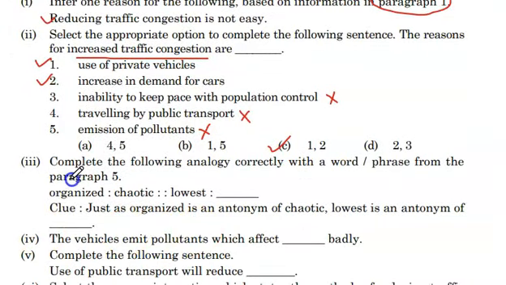Question number 3. Complete the following analogy. The word analogy means comparison. Complete it correctly with a word or phrase from paragraph number 5. Organized, chaotic, then lowest. Let me explain it. Here a clue is also given. Just as organized is an antonym of chaotic, organized and chaotic are opposite in meaning. So you have to find an opposite word from paragraph number 5.